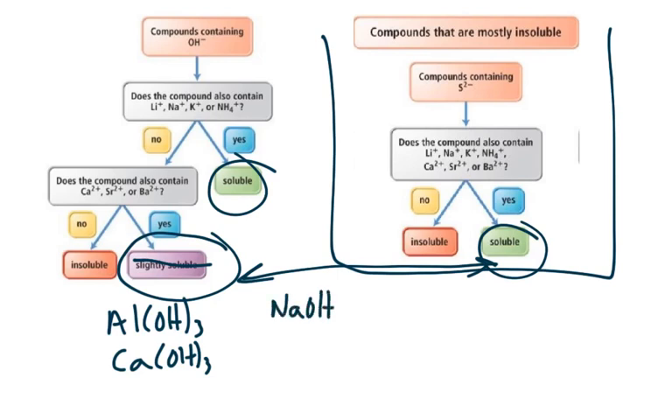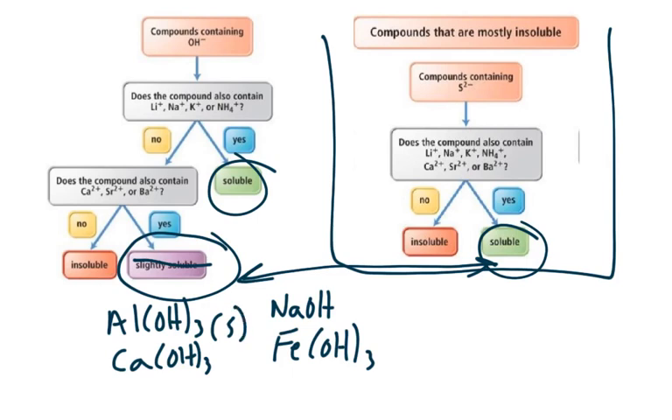And let's put iron hydroxide. So let's use the hydroxide rule. Basically, aluminum hydroxide, you ask yourself, is aluminum from group 1? The answer is no. Aluminum is not ammonium either, and it's not calcium, strontium, or barium. So aluminum hydroxide would be a precipitate.